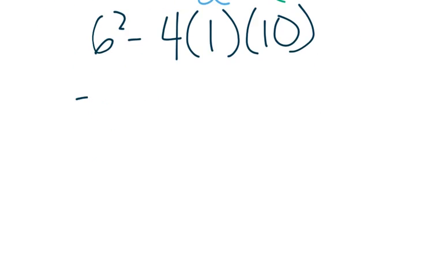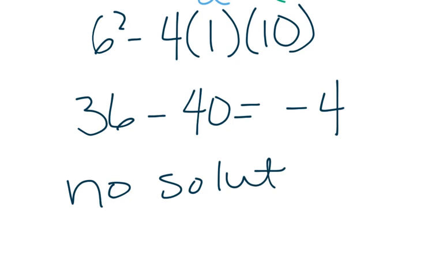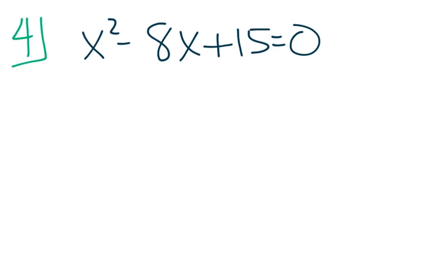So 6 squared is 36, minus 4 times 1 times 10, which is 40, and 36 minus 40 is negative 4. That means there are no solutions. So this is your answer, no solutions.